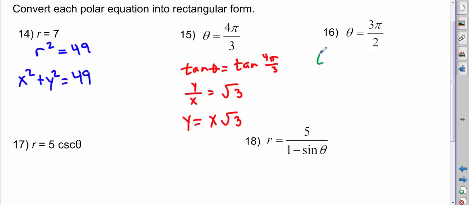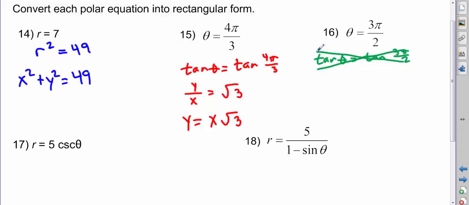If we try to do that same process, I'll do tangent of theta is equal to the tangent of 3 pi over 2. So, whoa, what's going on here? Did you see it? Tangent of 3 pi over 2, that's undefined. That's not going to be the best approach. All right, let me show you two ways we could do this.